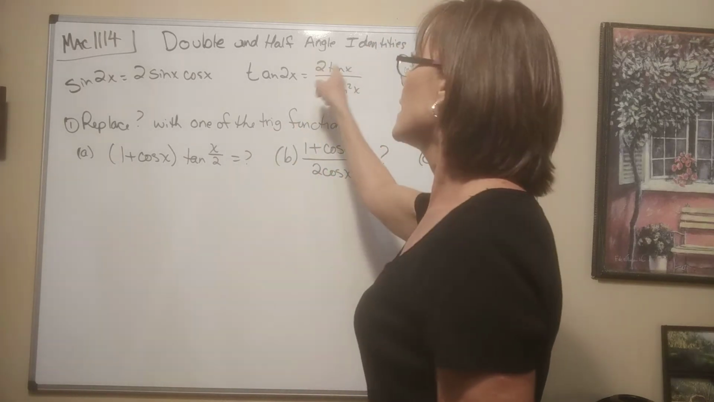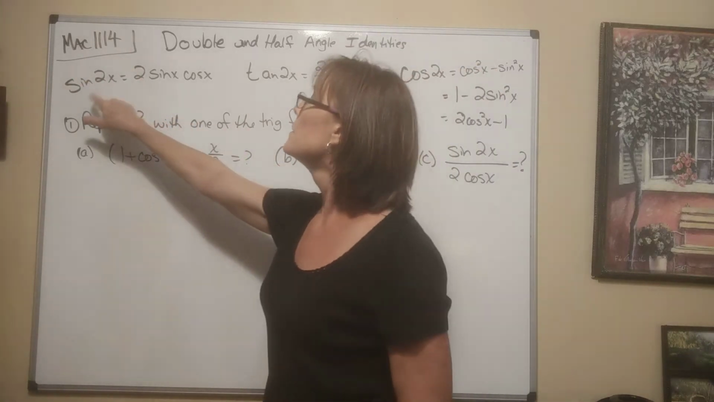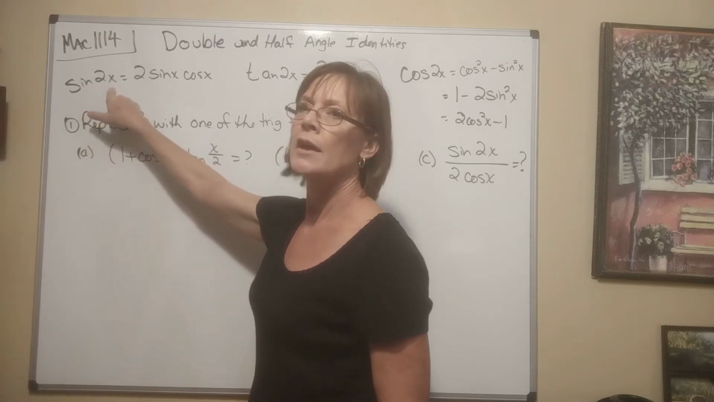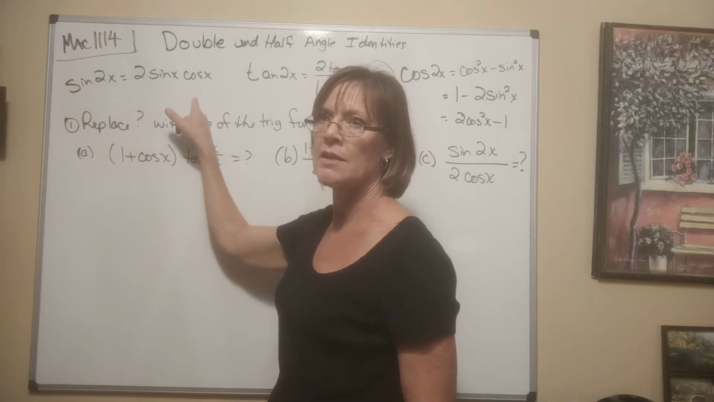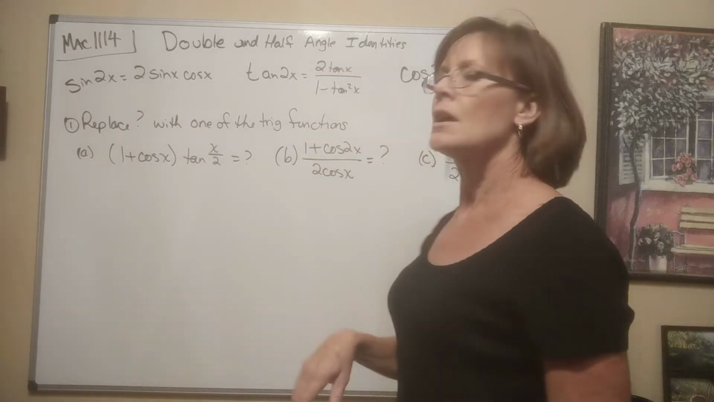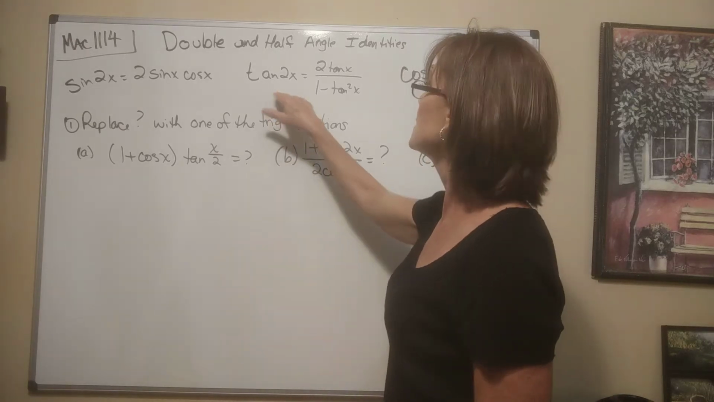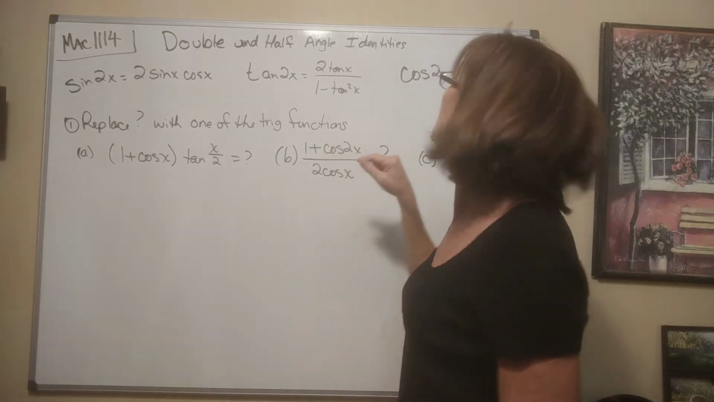So double angle means double, 2 times something. So the double angle identities are the sine of 2x, the double of x is what this means, and it's equal to 2 times sine x cosine x. The double angle formula for tangent: tangent of 2x is 2 tangent x over 1 minus tangent squared x.